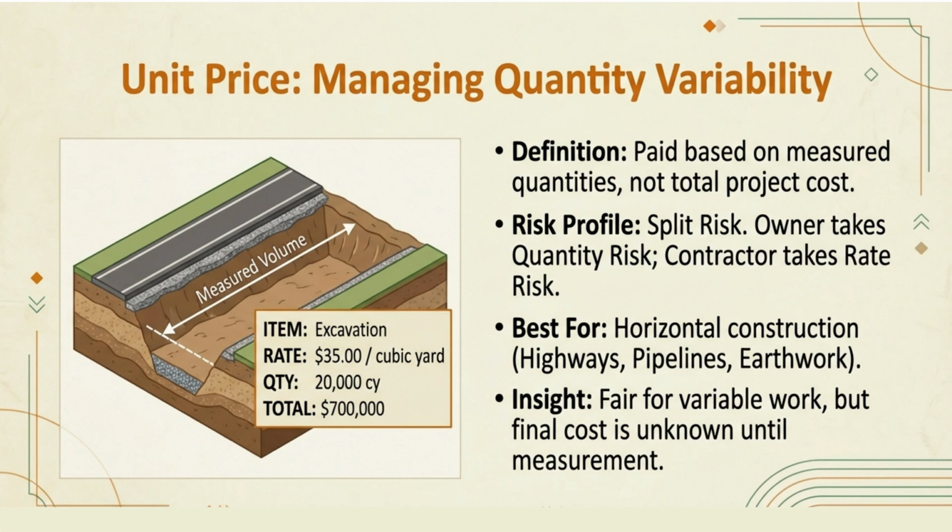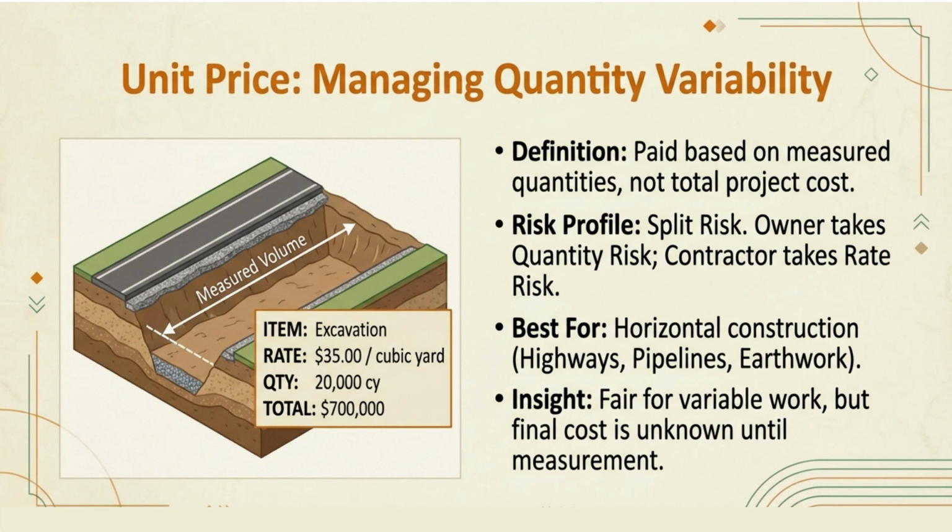Definition: paid based on measured quantities, not total project cost. Risk profile: split risk. The owner takes quantity risk, how much do we actually need, and the contractor takes rate risk. Can I do this for $35 per cubic yard? Best for: horizontal construction, highways, pipelines, earthwork. Basically, any project where Mother Nature might have buried some surprises.